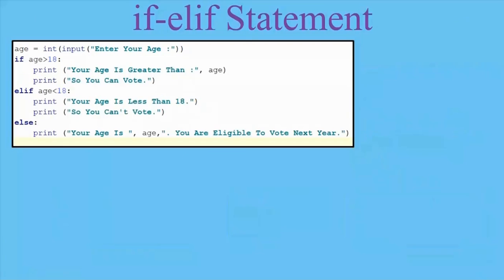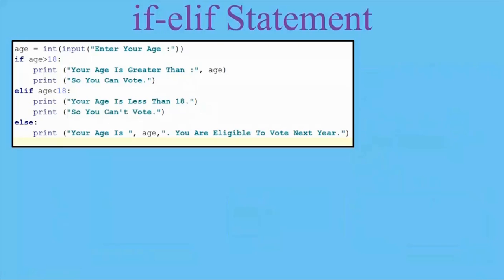Sometimes we will need to check multiple conditions before executing the else block. This is when we use the if-elif statement. Elif stands for else if. First we will give the if condition and then we will give the elif command and mention our second condition, and at last we will give the else block. So now the else block will be executed only when both the if condition and the elif condition are false. Now let's see the workflow of this program.